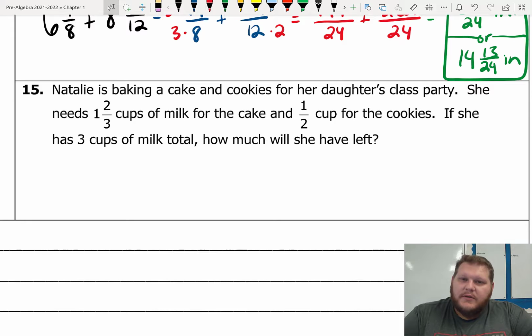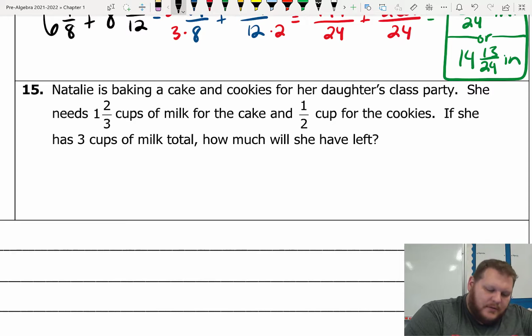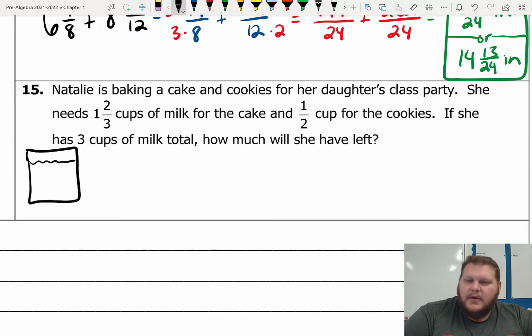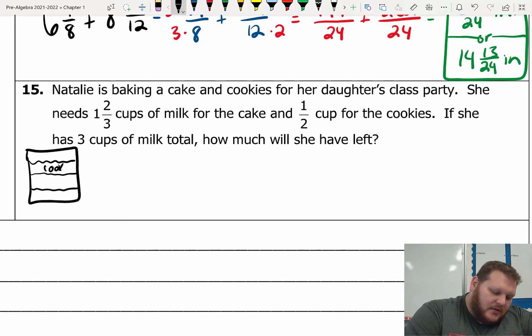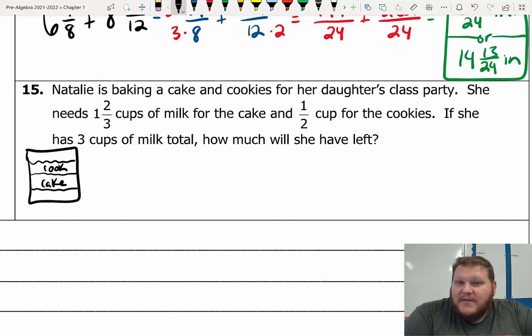So you've got 2 different ways that you can approach this problem, because you're starting with three cups of milk. So we've got this whole big container of lovely milk, 3 cups of it. You're going to use some of it for the cookies. This one is going to be for the cake, but you're still going to have some left over. So you can do this one of 2 ways.